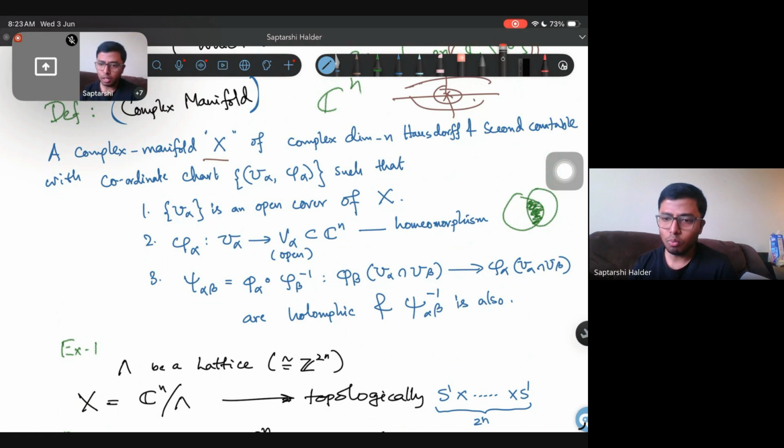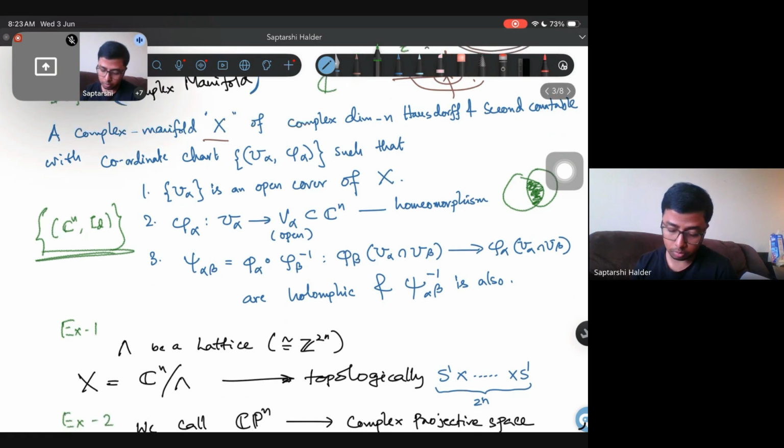Now one example is very easy, it is trivial. You just take Cn, the whole Cn. It's an n-dimensional complex manifold, because you just take the identity function to be the chart map, and the open set is Cn itself. So a single chart. You can write it as just Cn and the identity. That's it. That gives you an example of a complex manifold of dimension n.